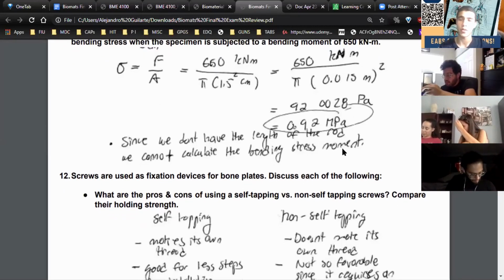So you will have different considerations in terms of creep, in terms of viscoelasticity, in terms of mechanical stress.